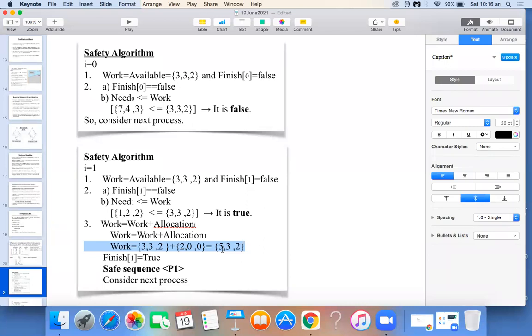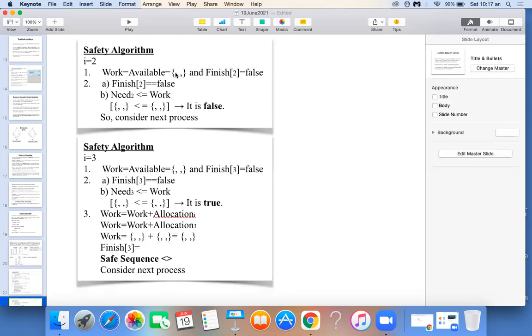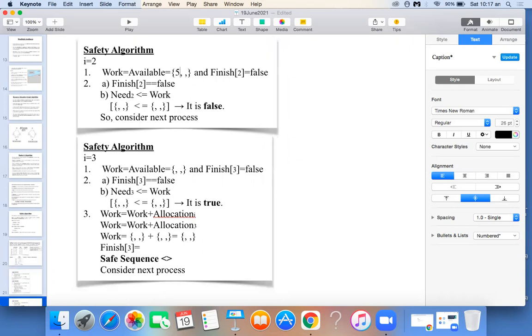So that value you have to use for the next process. Is it clear? In the process I is equal to 1, I took 332 because we had not calculated a new value yet. That's why the same value was used. But here we have calculated the new value, so I have to use that value for the next process. Clear? Okay. So we will be using 532 in the next process. So work is equal to available is equal to 532. That's it. And make finish of 2 is equal to false.